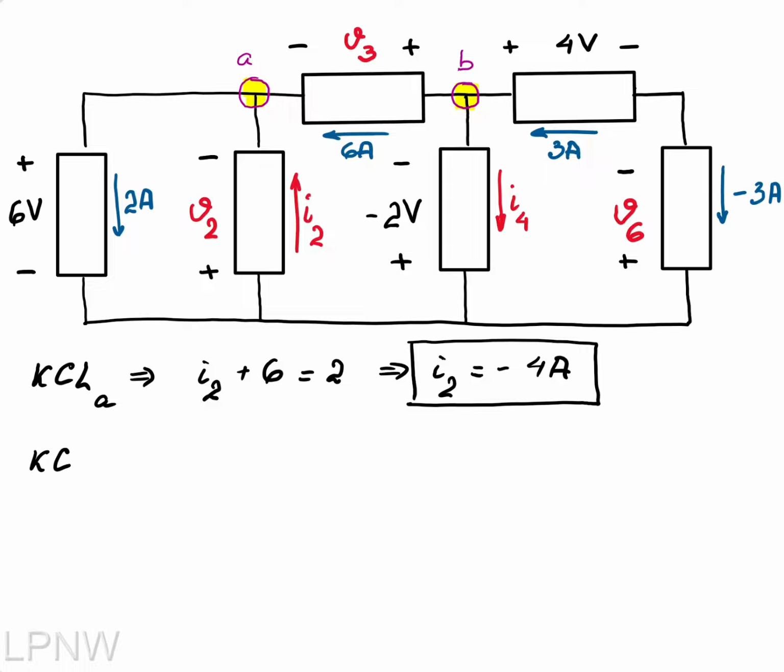Now let's do Kirchhoff's current law at node B. Applying the same, we have the algebraic sum of currents entering the node, which is only one current at 3 amp, should equal the algebraic sum of all the currents leaving the node, which are the 6 amp current and I4. From here, we can calculate the value of current I4, which is going to come up at negative 3 amp.